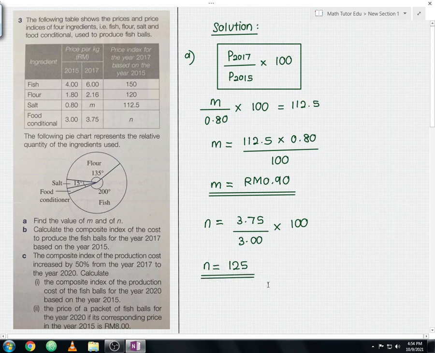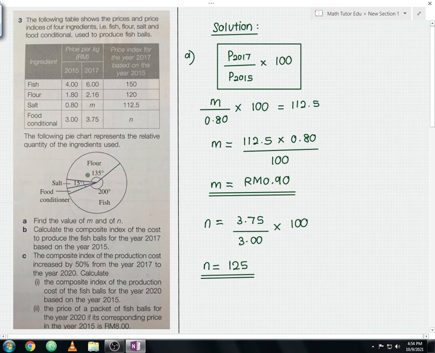Let us proceed with our discussion for part B, where we are required to calculate the composite index of the cost to produce the fish balls for the year 2017 based on the year 2015. We have already found all the price indices. However, there's only one missing weightage here, in this case the food conditioner. So how to find this missing weightage? It is very simple, guys.